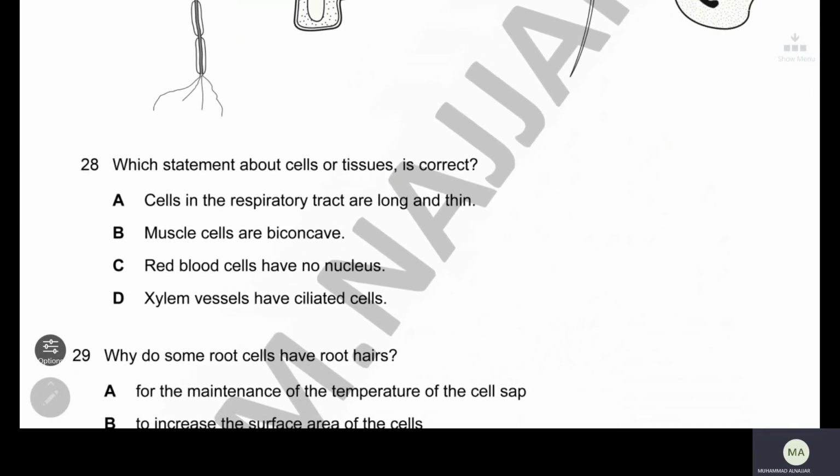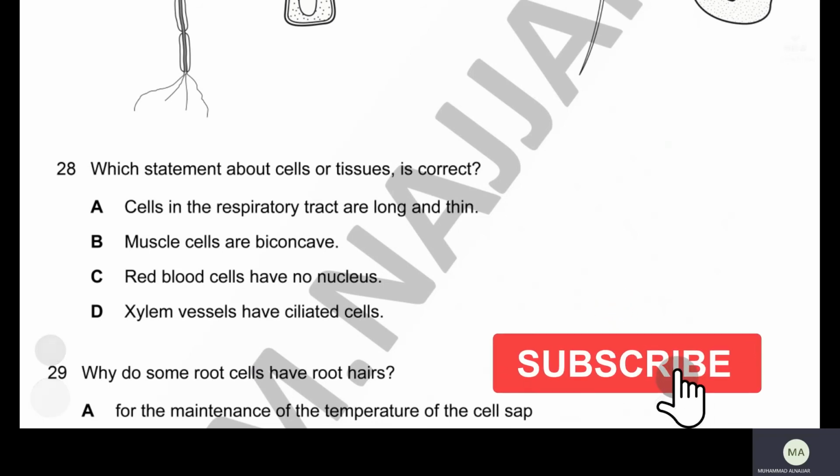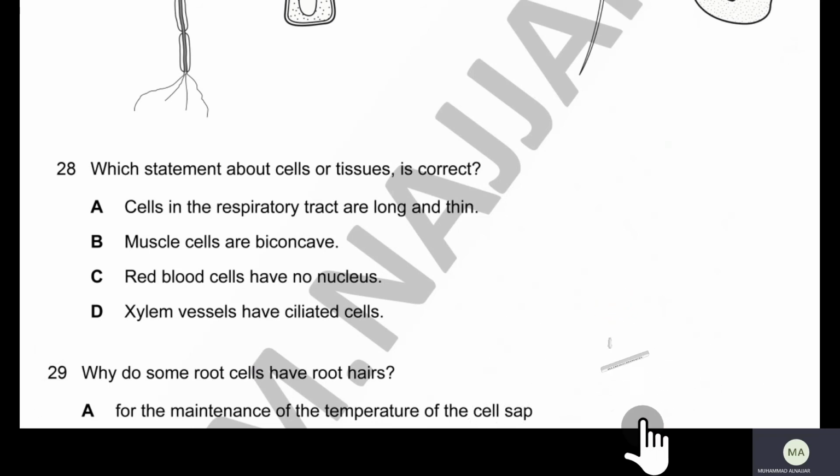Question number 28. Which statement about cells or tissues is correct? A. Cells in the respiratory tract are long and thin. B. Muscle cells are biconcave. C. Red blood cells have no nucleus. D. Xylem vessels have ciliated cells. Let's go through each one of them.